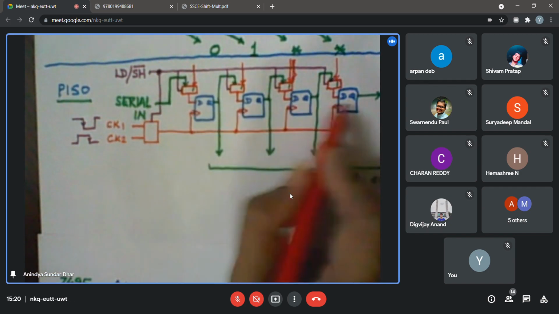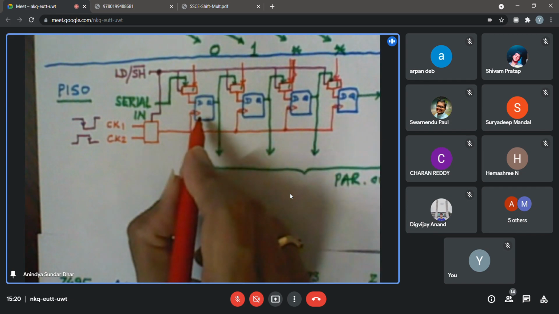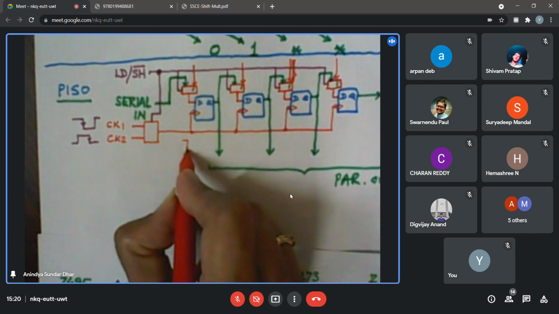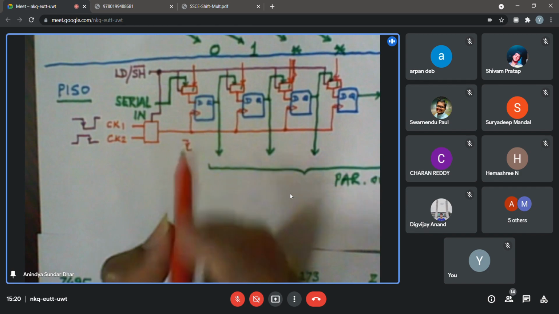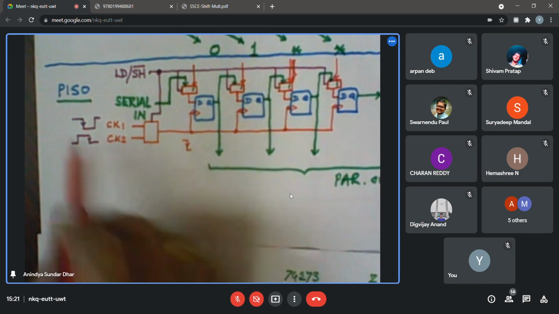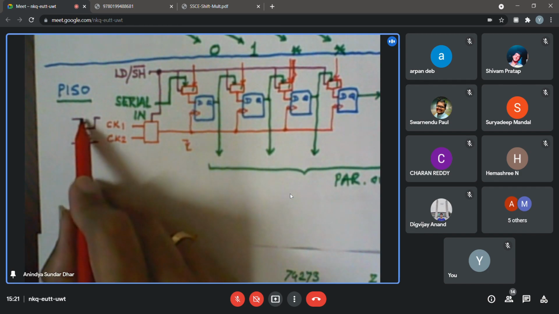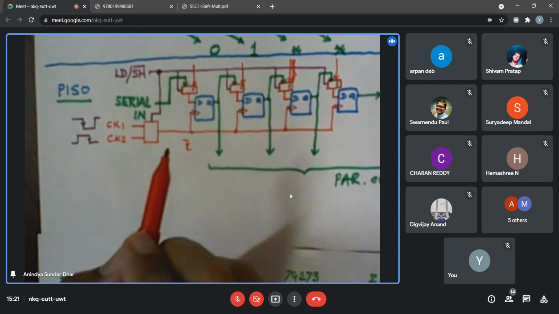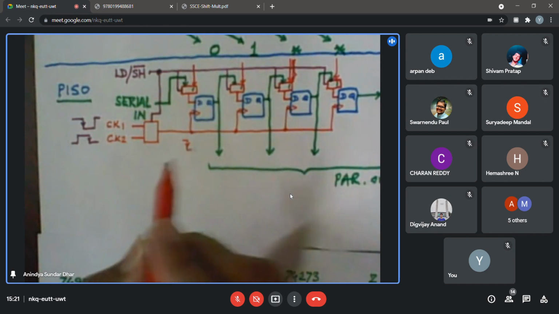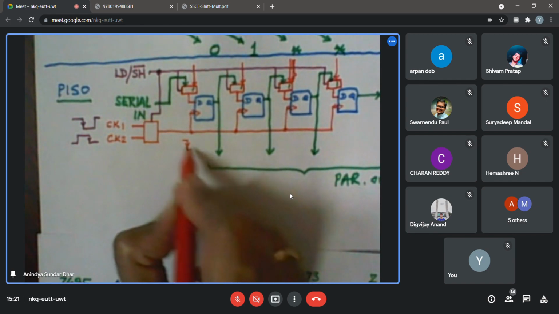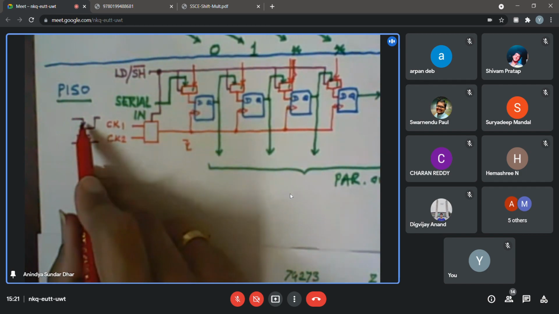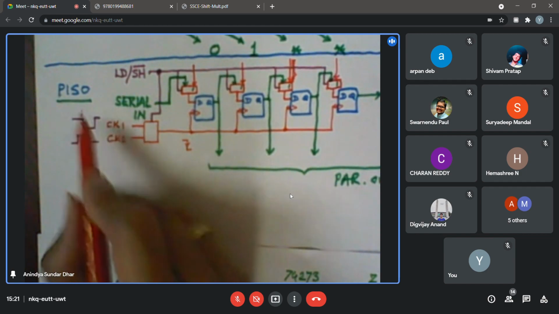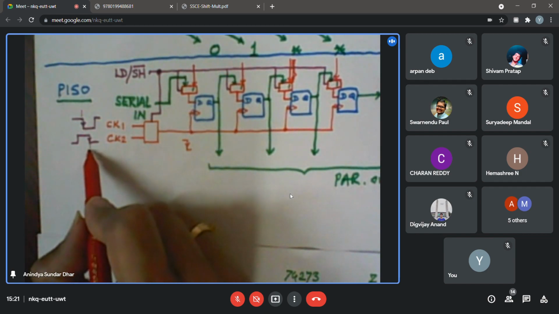Because we know the flip-flops will act when they get a falling edge. So what are the two probable sources of the falling edge? One is the falling edge of clock 1, one is the falling edge of clock 2. So can there be any other situation where it will get a falling edge, other than the time instant when there is a falling edge either at clock 1 or at clock 2?